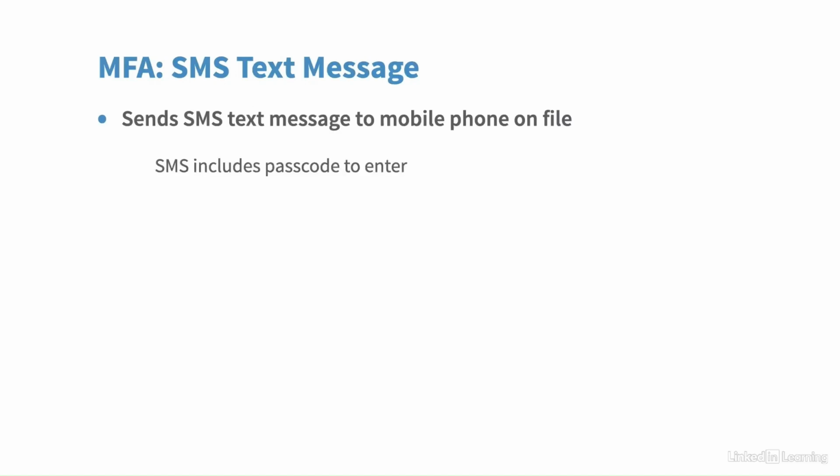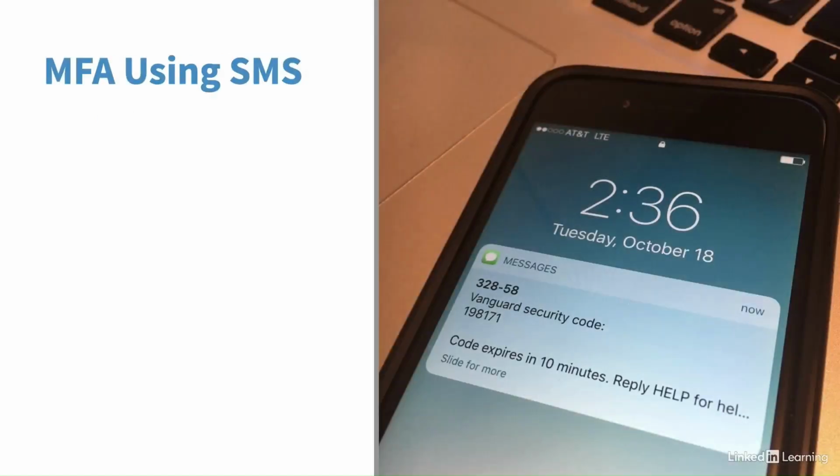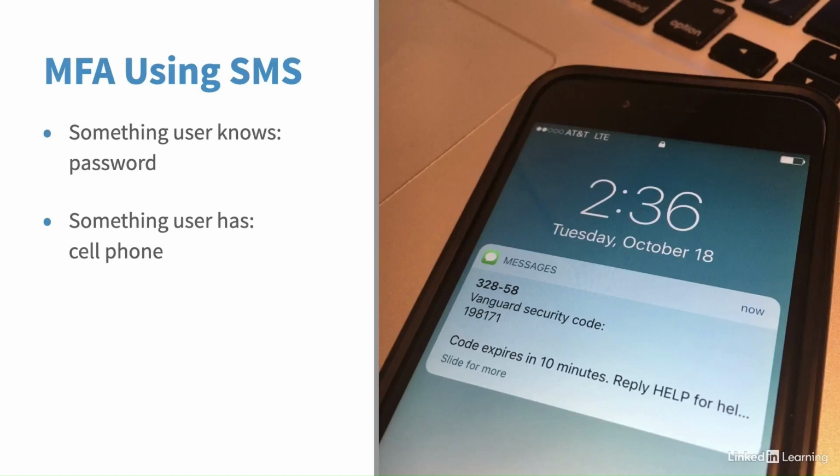The SMS text message is the most popular technique. It's likely that you've used it. The website sends a text message to a mobile phone number with a passcode that must be either entered into the website or that requires some kind of an SMS response. The concept is that if you can receive the messages, then you must possess the phone. There are two factors. The username and password is something you know, and your phone becomes something you have.